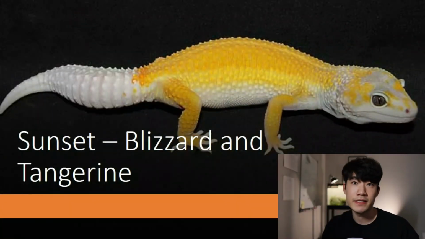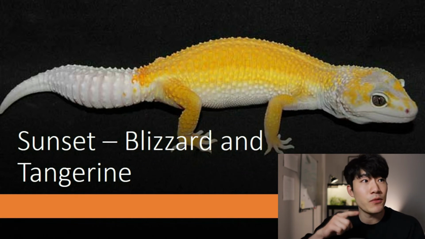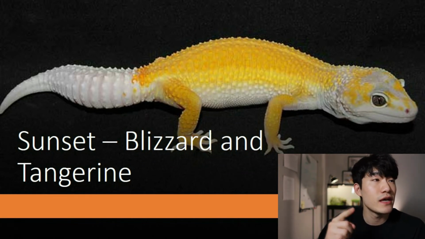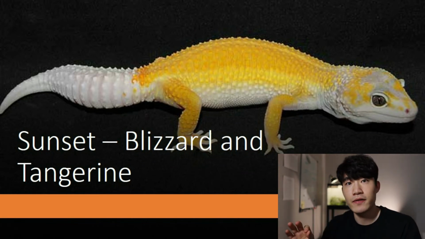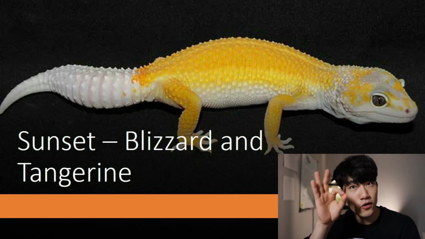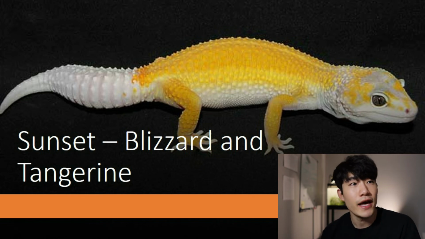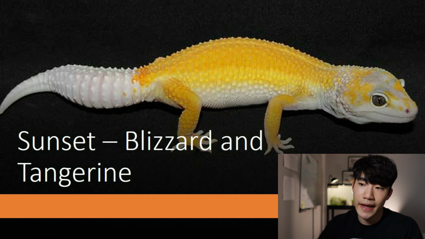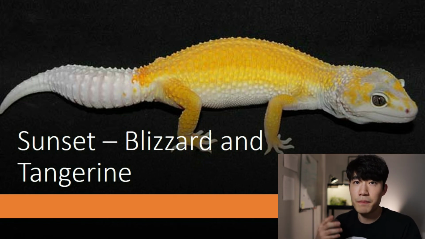Next up is going to be the Sunset. This one is very similar to the Sunrise, but this one does have an albino line. So as you can see, the color of their eyes are dark, normal eye appearance. So that is the one big difference. And also albino lines tend to make the color a little bit brighter.